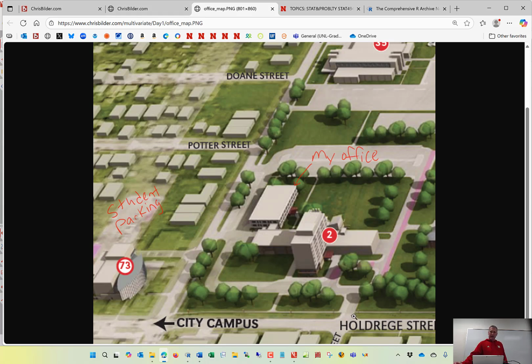It's kind of tucked away, a little bit hard to find, but it's not too bad. Okay.